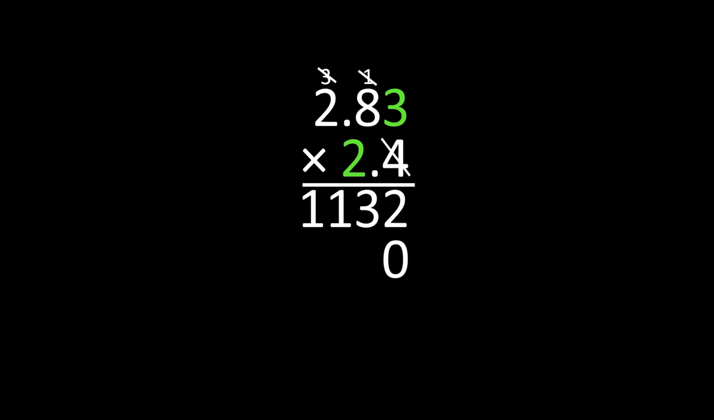We're going to start with 2 times 3. 2 times 3 is 6. Then we're at 2 times 8. 2 times 8 is 16, so we place our 6 and we carry a 1. Then we're ready to multiply 2 times 2. 2 times 2 is 4, plus 1 more is 5.